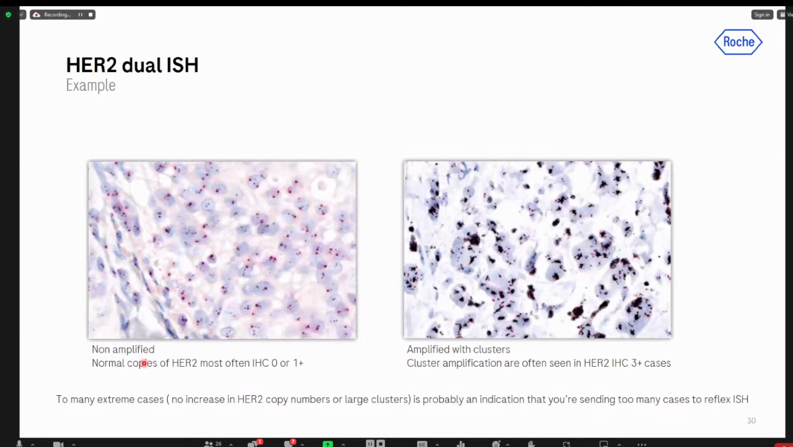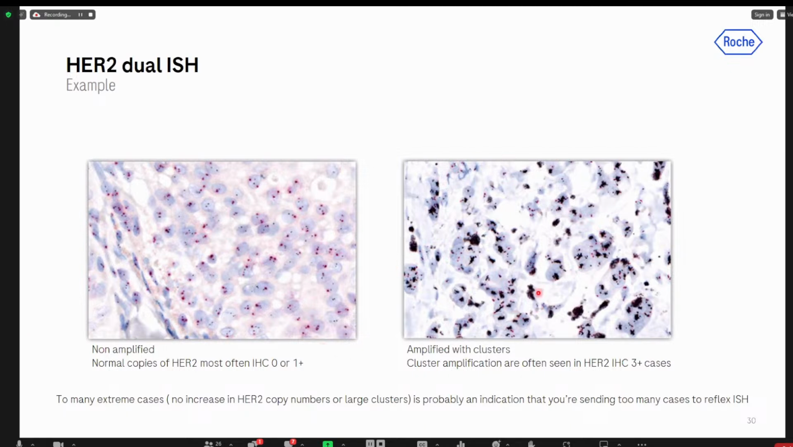I wanted to show you some examples before we end, just to increase your image bank of what the dual-ISH looks like. So this is a typical example of a non-amplified case. We can see it already from a low power that we have equal numbers, in general 2 to maybe 3 HER2 copy numbers per cell, and the equivalent 1 to 2 chromosome 17. So not amplified, you can see it already in the low power.